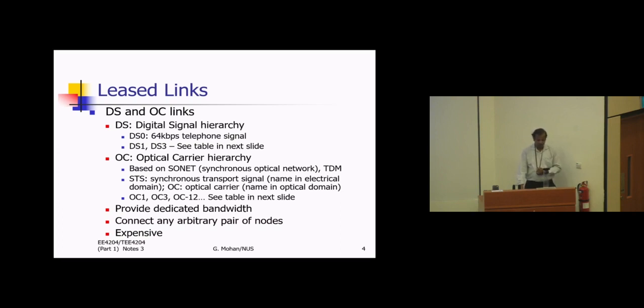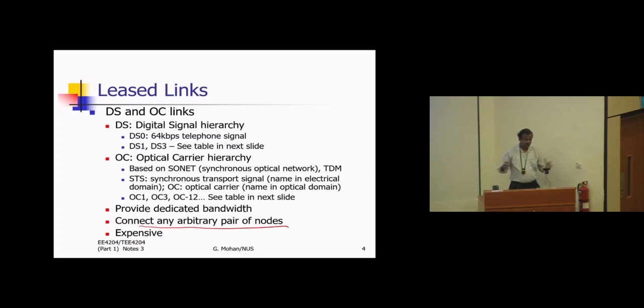These leased links are used to connect normally an arbitrary pair of nodes. That means you take, for example, the ADSL or fiber broadband. Usually our home, we connect it to the service provider network, right? We have fiber broadband, we connect to the service provider network. We don't have a link to connect our home to your friend's home, and we cannot directly have a link connecting our home and friend home or parent's home, right? We should connect to the service provider.